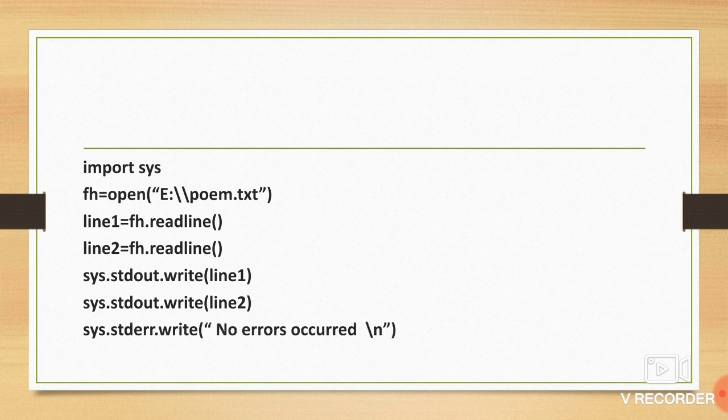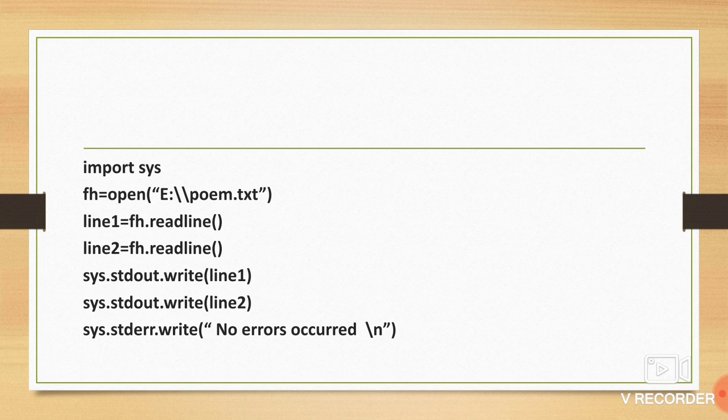Now I want to show the error. sys.stderr.write no errors occurred. Now standard error, as I told you, stdout and stderr are the same, but stderr is normally used for errors. It is only used for errors. So stderr is used to display the errors. So in this I have written no errors occurred \n. \n means new line character. Okay, so here the program is over.